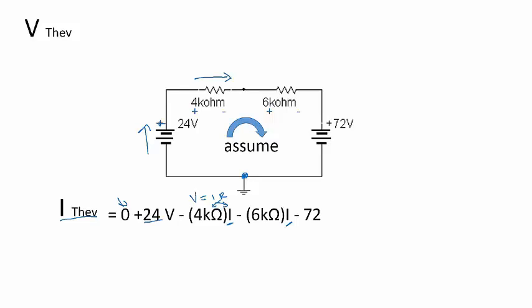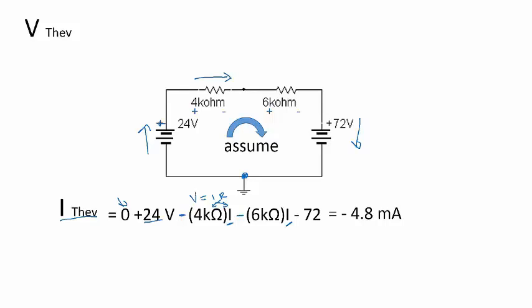So you're going to take the 4 kilo ohms times an unknown I, and since you're going from positive to negative, it is a minus value. You're going to do the same for the 6, so it'll be minus 6 times I. And then if you notice, when you hit 72, you go from plus to the minus end, so it is a minus 72. This gives us a negative 4.8 milliamps.